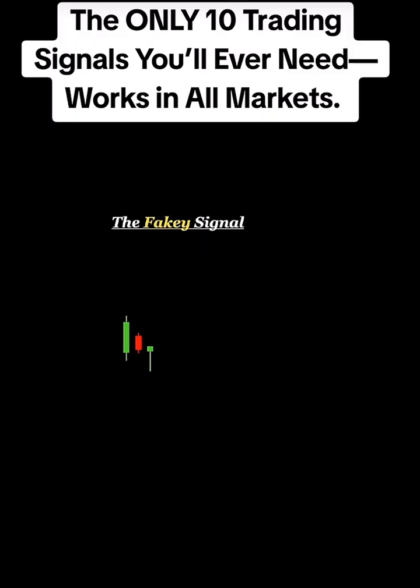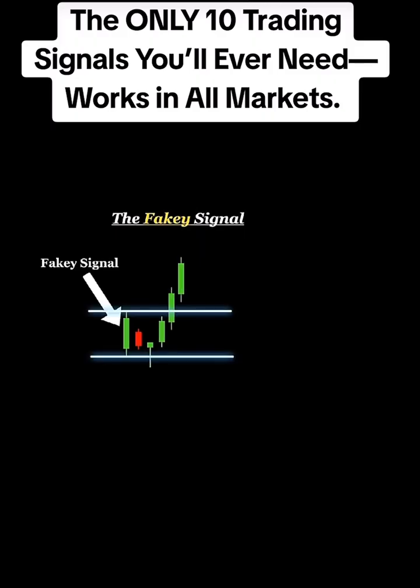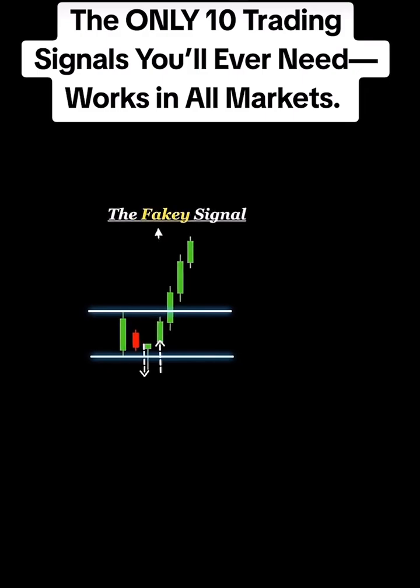Let's start with the first trading signal, which is the Fakey signal. The Fakey is a powerful price action setup where the market fakes a breakout and then snaps back in the opposite direction. It's designed to trap breakout traders and catch them on the wrong side of the market.